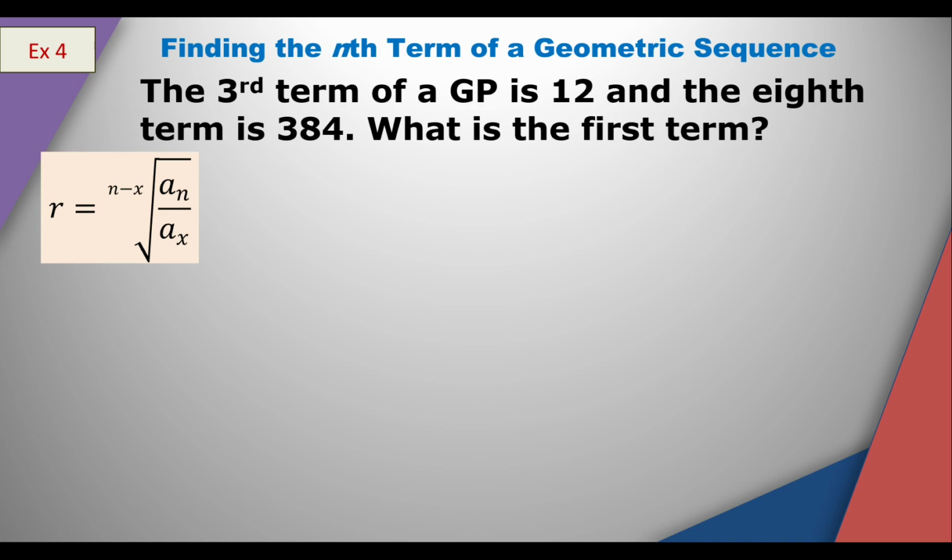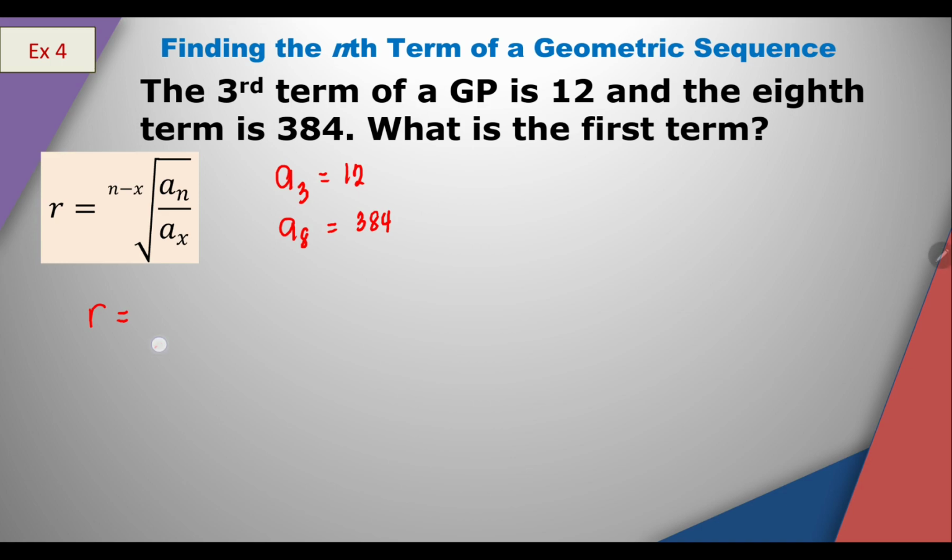Knowing that we have here, let's rewrite: the third term, that would mean to say a sub 3, we have here 12. And the eighth term, a sub 8, is equal to 384. And you're being asked, of course, the first term. But before we can do that, we have to have the common ratio.